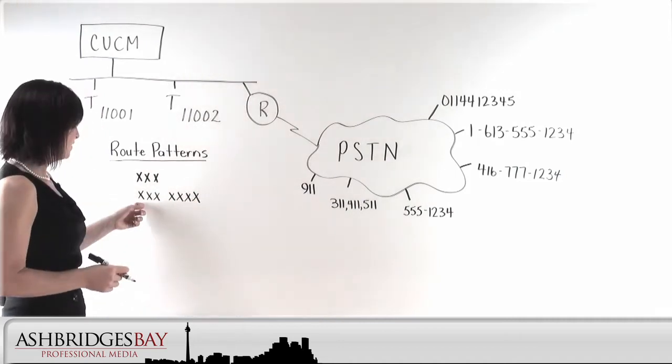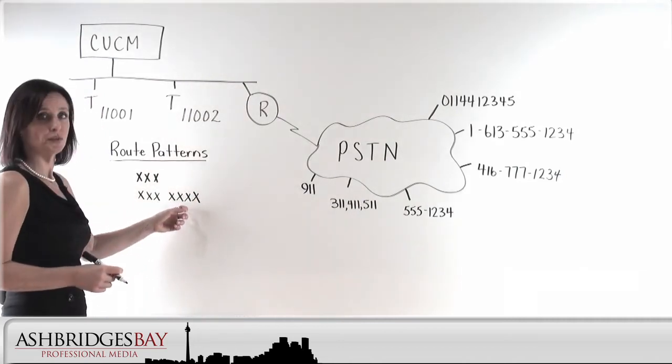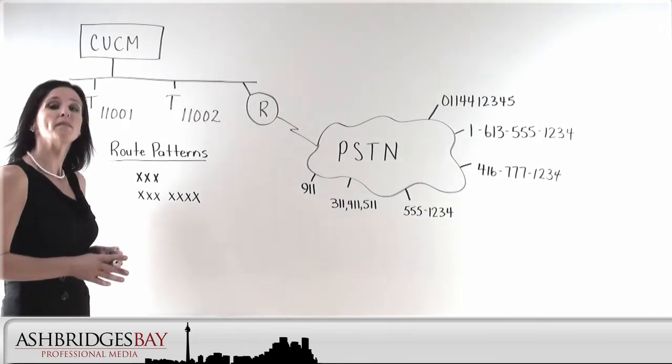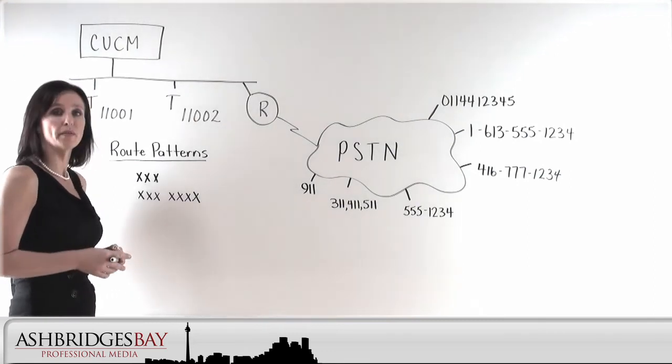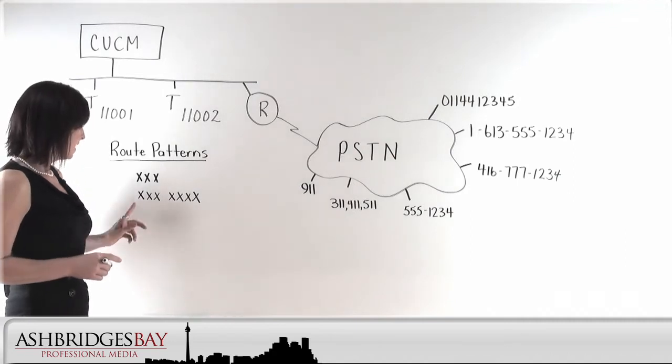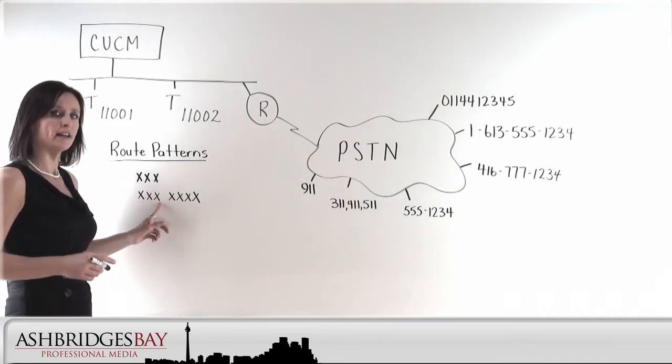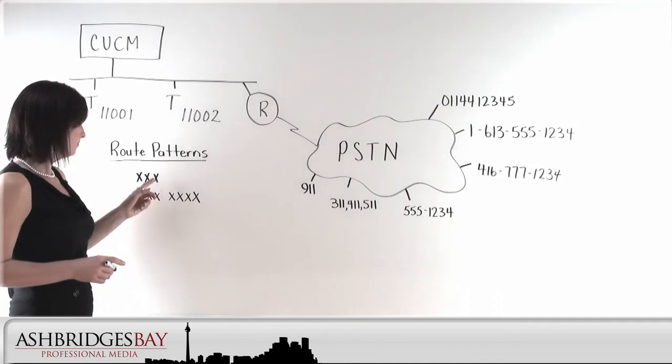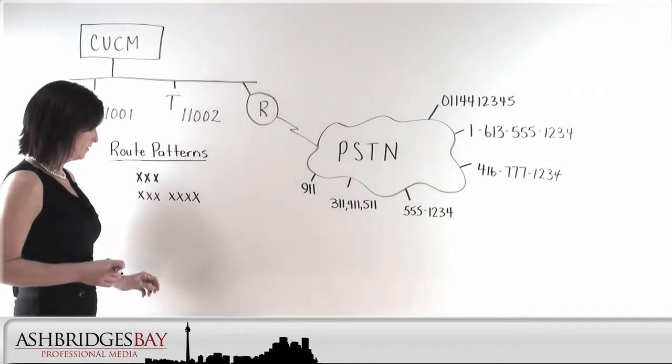Now when I dial 555, 1, 2, 3, 4, the pattern's been matched in the call manager and the call can be routed. Let's see if that's going to cause us any problems. I dial 555. I've matched the beginning of this pattern. I've also matched this pattern.